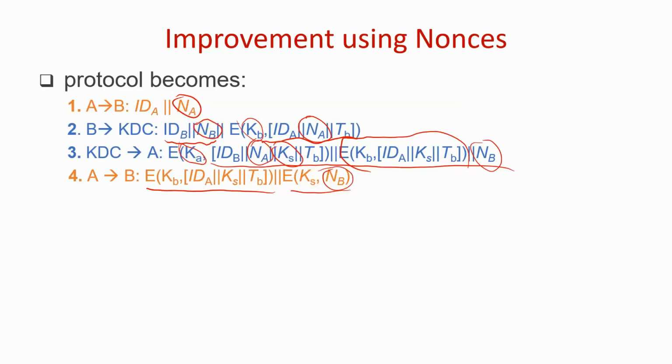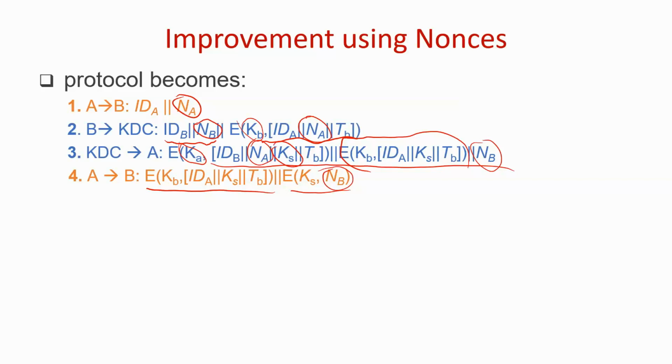Now, if you notice, there is still a timestamp here. There is TB that is generated by B in step 2 and sent to the KDC, and the KDC forwards it to A, and A forwards it to B in step 4. Okay. So if there is a timestamp, doesn't this mean that the system is still actually vulnerable to a suppress replay attack, just like last time? The answer is actually no, because in this case, the timestamp is done differently. It is generated by B and only checked at B.